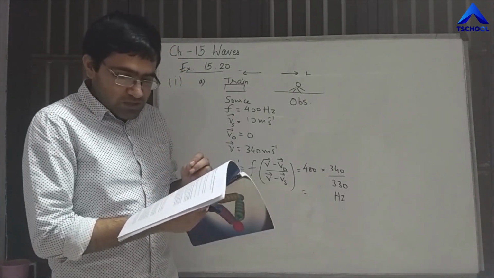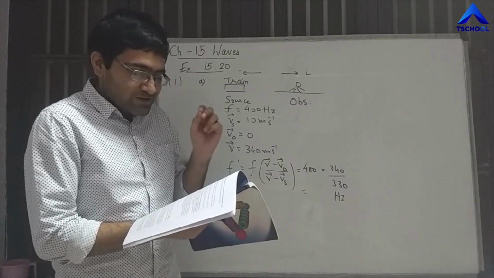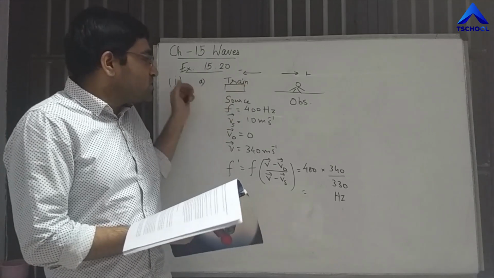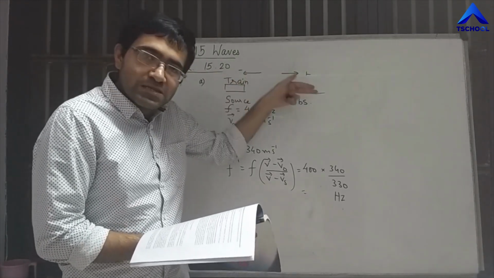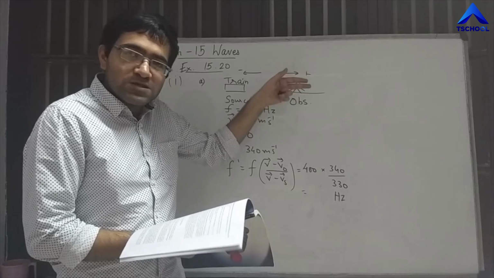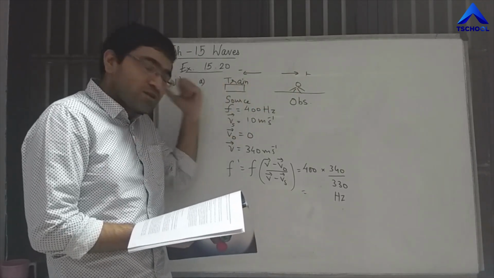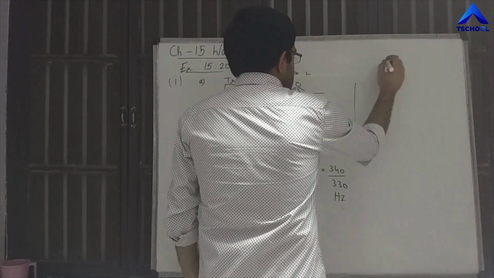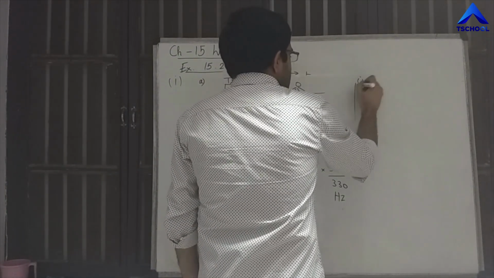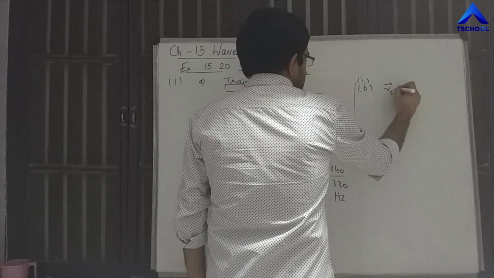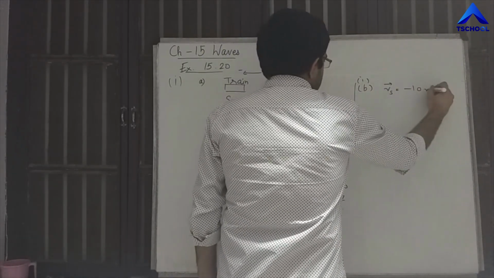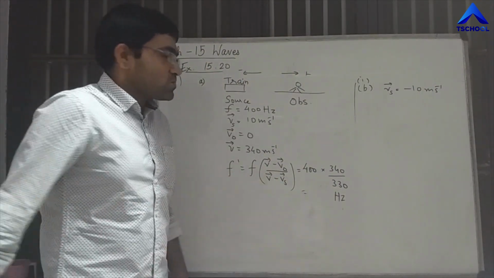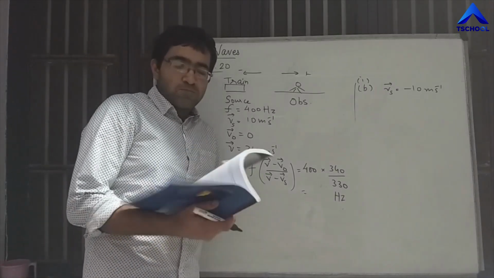Now the question says in 1B, what if the train recedes from the platform? That is, it's going away. What if the train was going away? So instead of Vs vector being right side, the train's velocity is now going to be left side. That is, Vs vector is to the left side. So the only change that I'll have to make for part B of 1 is that instead of Vs being plus 10 meter per second, I'm just going to have it as minus 10 meter per second, and that's all, right? That's all the change I need to make. The rest just follows the same path.